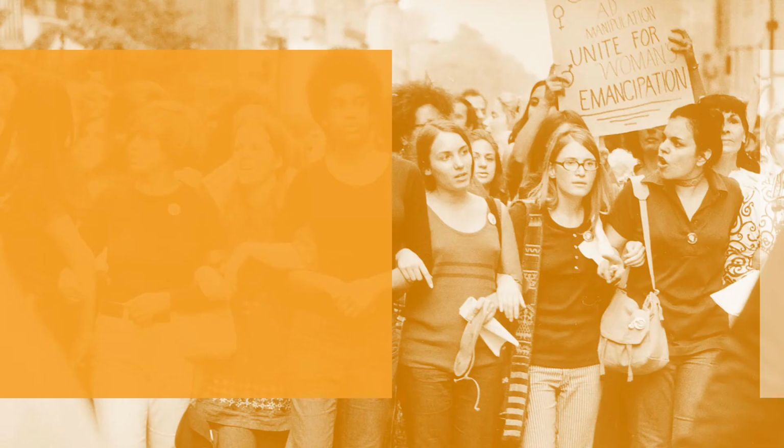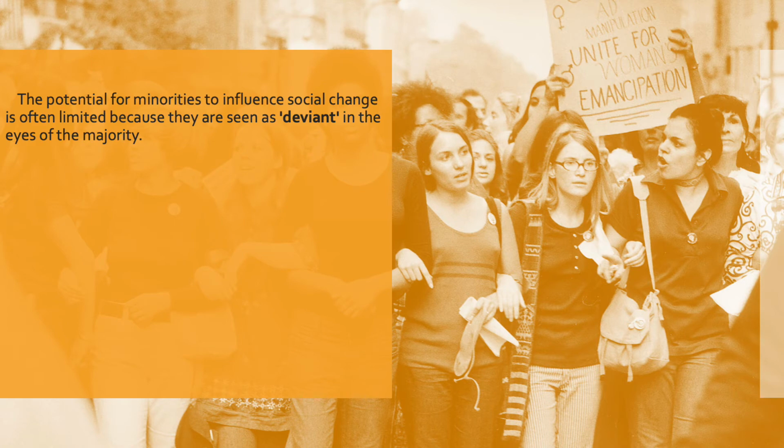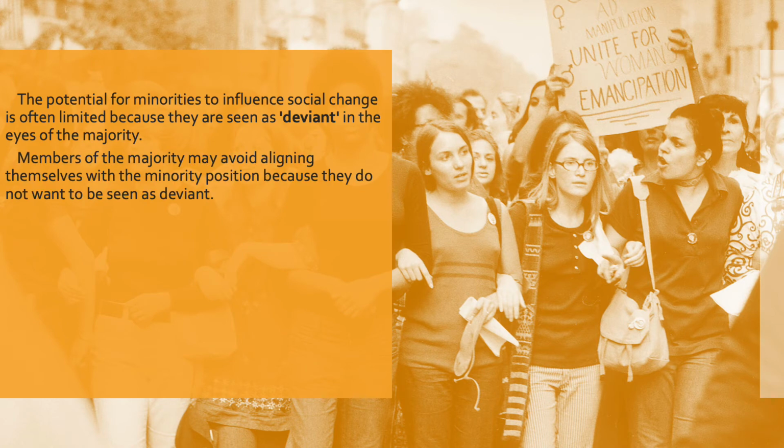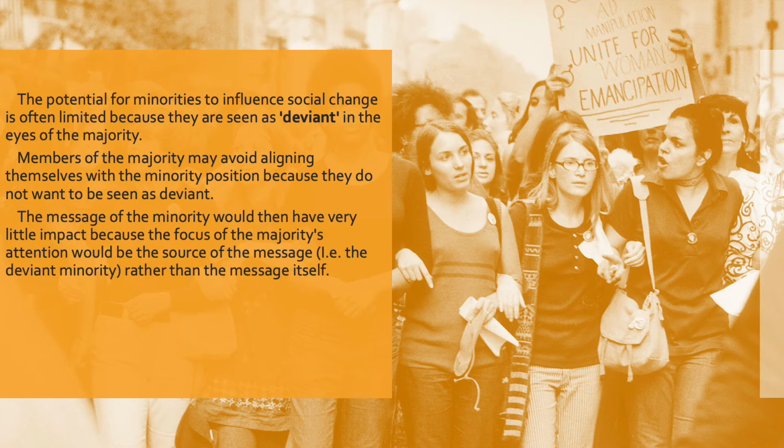Another problem is that minorities are perceived as deviant, and because of this, the majority don't want to align themselves to their views because they don't want to be seen as deviant themselves. And this is problematic because they focus more on the source of the message. So they focus more on these people who are protesting, getting arrested, being criminalised for trying to change something, rather than the message itself. So the message kind of gets lost in this deviant behaviour.